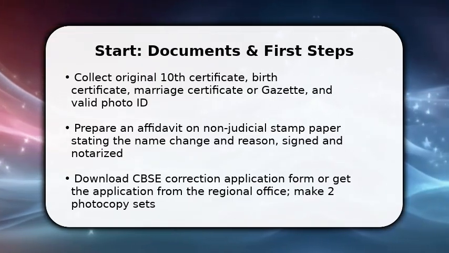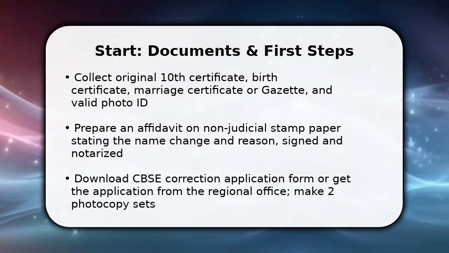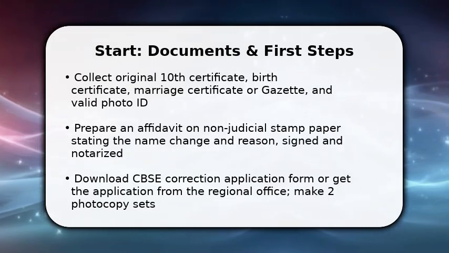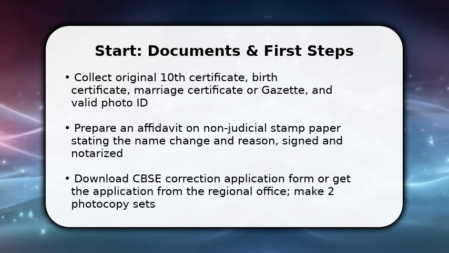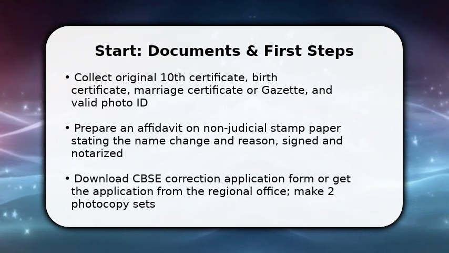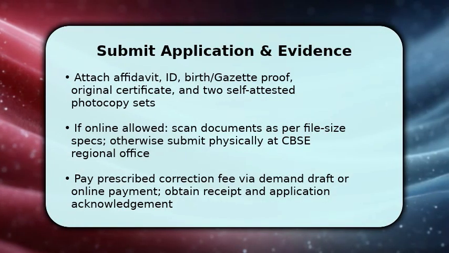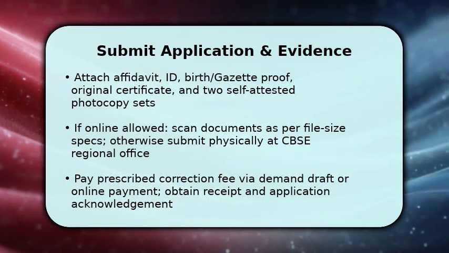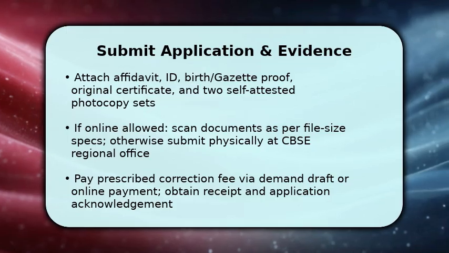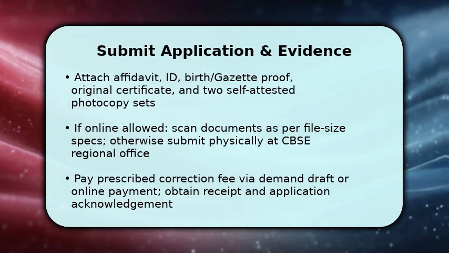Fill the form clearly, attach 2 sets of self-attested photocopies, and keep originals ready for verification. You now compile the packet: the filled CBSE form, the affidavit, the supporting proofs, birth certificate or Gazette, the original certificate for verification, and 2 self-attested photocopy sets.